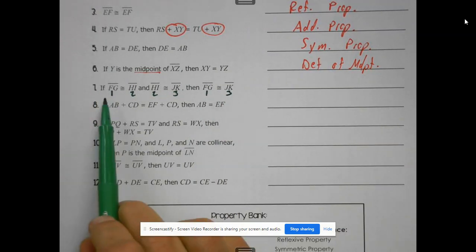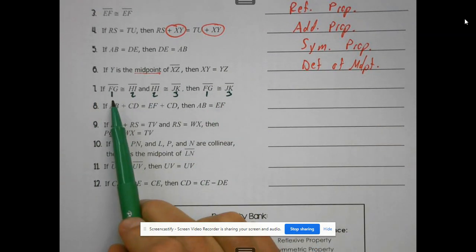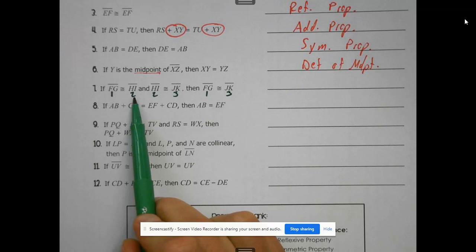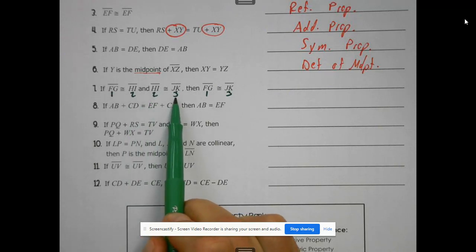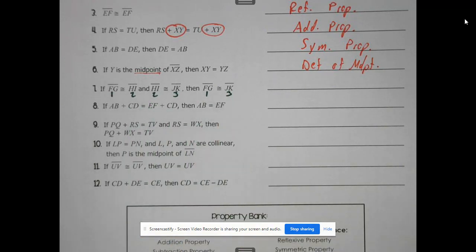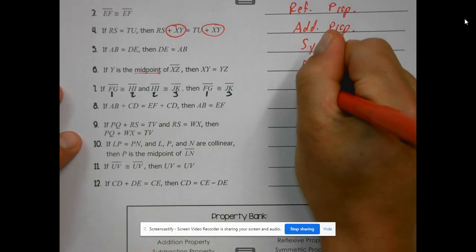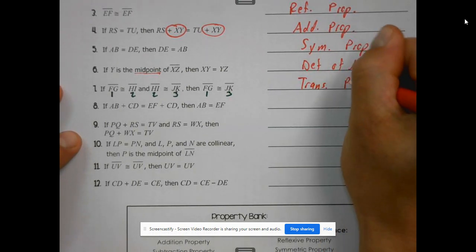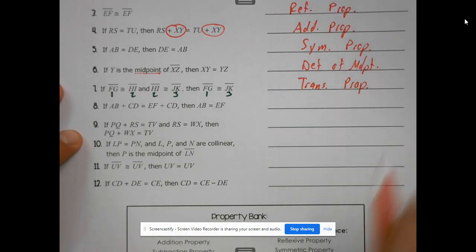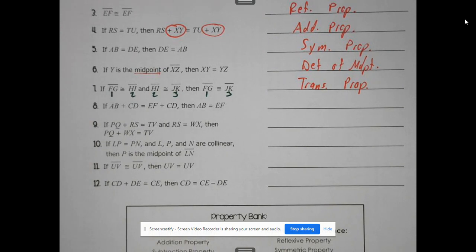Instead of reading out the segments, I'm just going to say this. If 1 is congruent to 2 and 2 is congruent to 3, then I can say 1 is congruent to 3. That is your transitive property. We will use that one a lot today. I promise you'll understand that one by the time the notes are done.